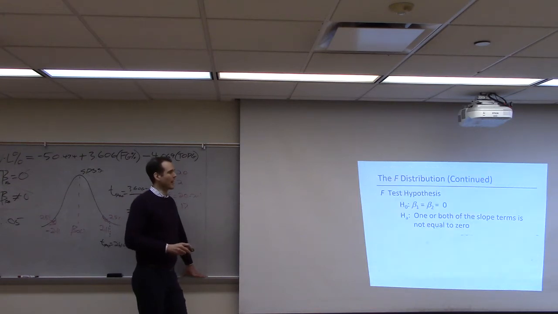So would you consider that overwhelming evidence to reject this? Yeah? Alright, that is highly unusual. Alright, so if this is true, what does this mean? What's the null hypothesis say again? Slope 1 and slope 2, the true population slopes, are equal to 0. What does it mean that they're both equal to 0, Wendy? If they're both equal to 0, what does that mean?